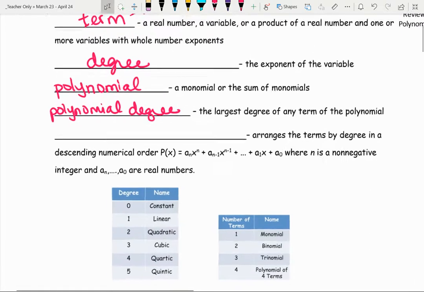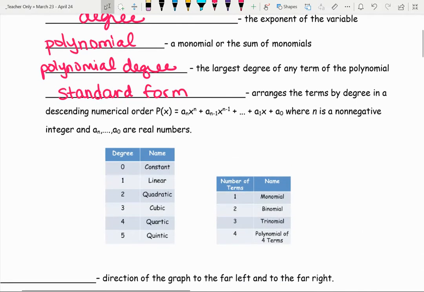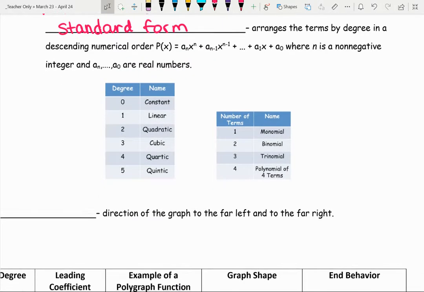Now when we say polynomial degree, that is the largest degree of any term in the polynomial. So the polynomial degree is the largest exponent you'll see. And then finally, standard form for polynomial functions will arrange it basically in order from largest exponent to smallest exponent. And there are a couple of other terms we can use to describe polynomials. Some of them are based on the degree, right? The highest exponent you see. Some of them are based on the number of terms that you have, whether you have 1, 2, 3, or more terms. So just some vocabulary to remind ourselves there.